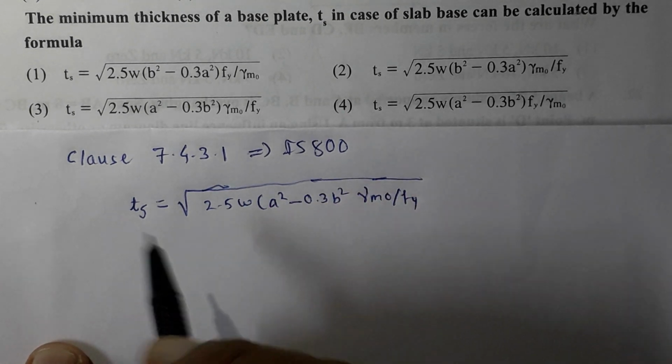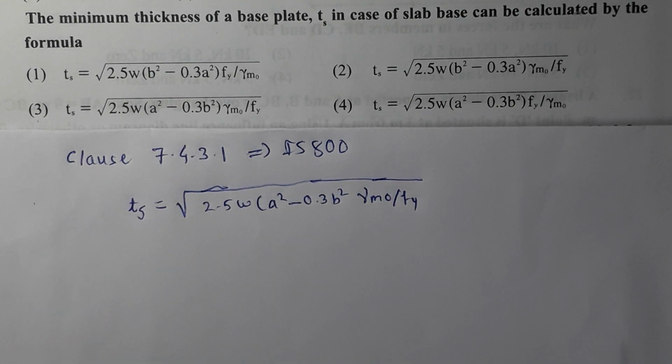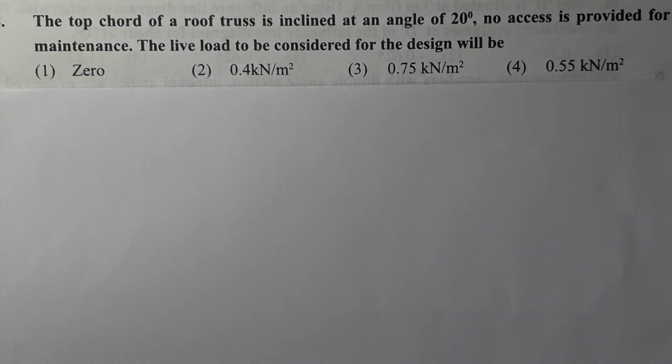So the correct option is option number 3. Next question, the top chord of a roof truss is inclined at an angle of 20 degrees. No access is provided for maintenance. The live load to be considered for the design will be.